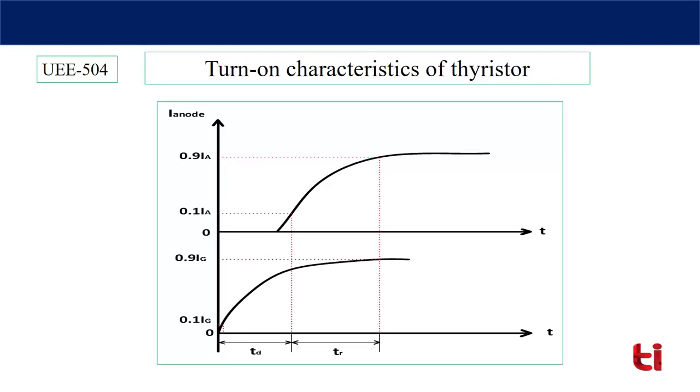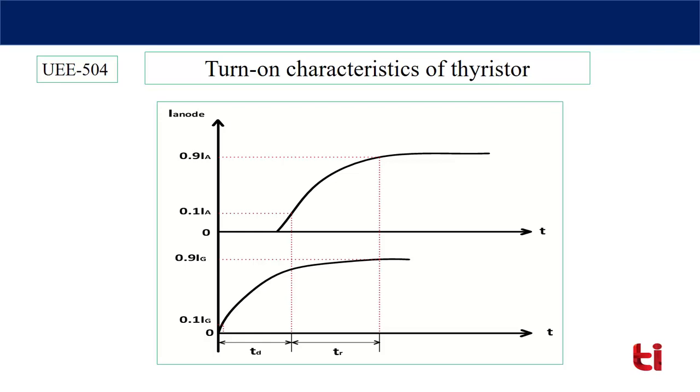Now to reduce this delay time as well as the rise time, in designing the thyristor, different doping levels of p-type and n-type materials are used. If the doping level is increased, then obviously the rise time as well as the delay time will reduce. Then in that case the thyristor can be used for high frequency applications. High frequency means very low turn on and very low turn off time.